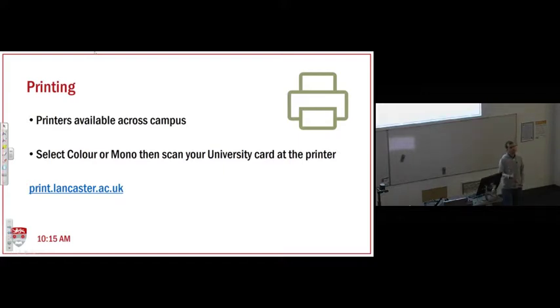If you use a Learning Lab PC, click print, you'll get a colour or a mono option, so colour or black and white basically. Black and white's a bit cheaper than colour. Once you've hit the print button, go to any printer anywhere, scan your university card on the printer, and it'll just print out your work.